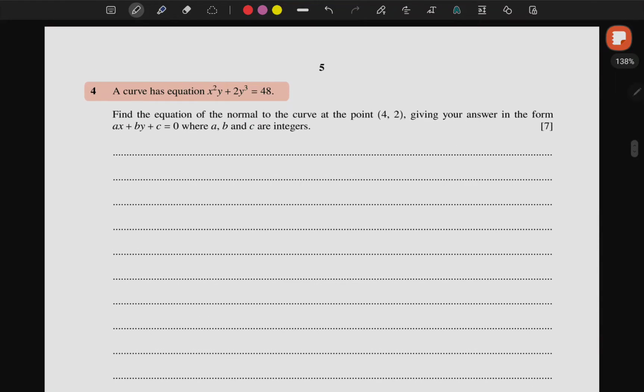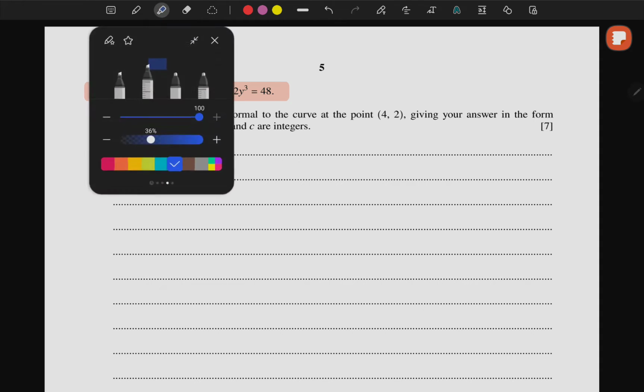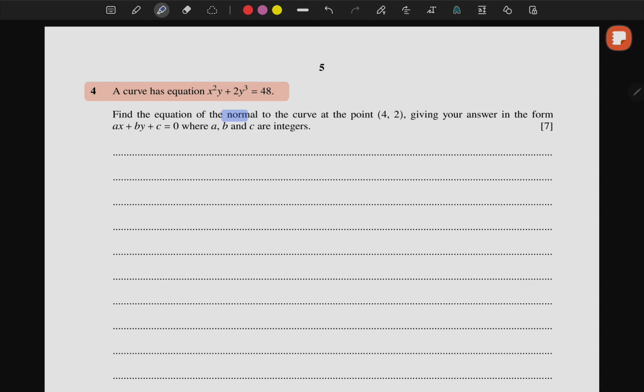So the next question: a curve has equation x squared y plus 2y cubed is equal to 48. Find the equation to the normal, at the point given, giving your answer in the form ax plus by plus c is equal to 0, where a, b, and c are integers. If you're trying to find the equation to the normal, what do we need? We need to know the gradient at that point, and in order to do that, we need the gradient function, and we have a point. So we need to differentiate this curve.